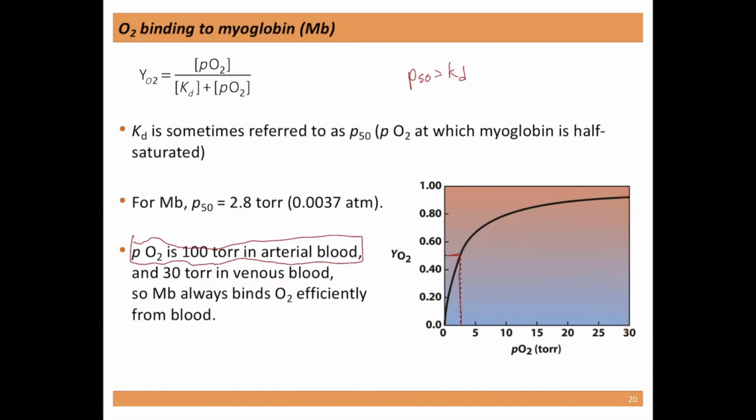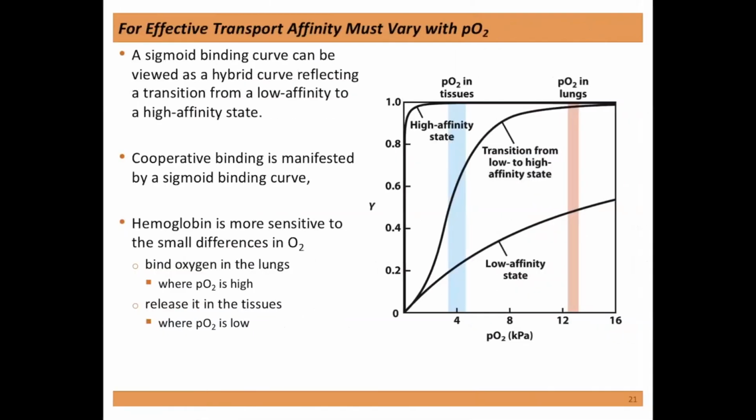So myoglobin really is a bad oxygen delivery agent. It grabs onto it and it doesn't really want to let it go. You'd have to get to very, very low concentrations of oxygen before myoglobin would start to let go. It does play a role though, we'll get to that. So in fact, what we wanted to look at is that for effective transport affinity, you must vary the PO2.